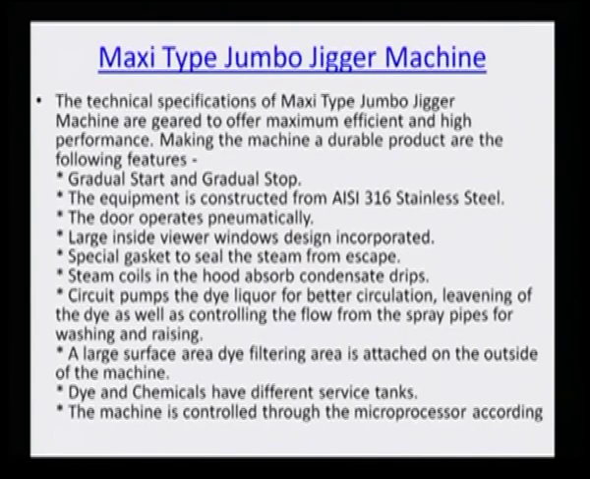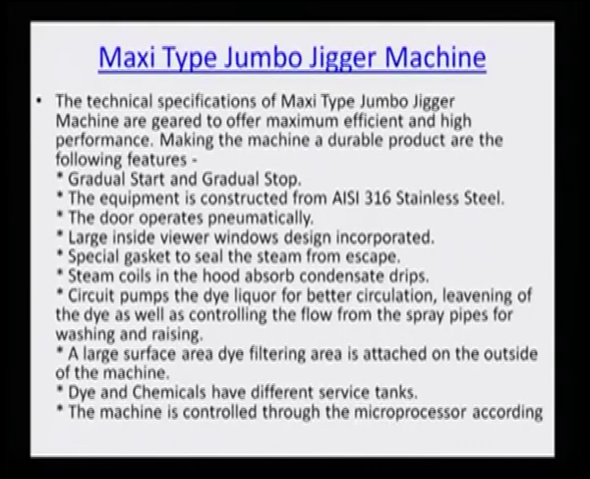Coming to the next type of dyeing machine, the maxi type jumbo jigger machine. The jigger machine is one machine which has been used from ancient times, and several modifications have come about to make or facilitate the process of dyeing easier. The technical specifications of the maxi type jumbo jigger machine are geared to offer maximum efficiency and high performance.